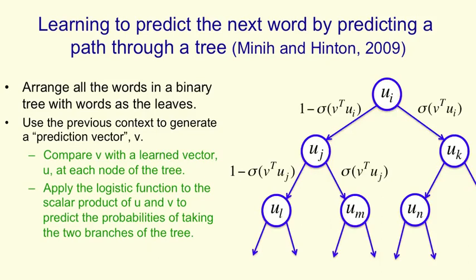So the tree looks like this, and if that sigma is the logistic function, you can see at the top of the tree that we take the logistic of the prediction vector times the vector that we've learned, u_i, at the top node, and that tells us the probability of taking the right branch, and conversely we take the left branch with 1 minus that probability, and so on all the way down the tree to the word we want.